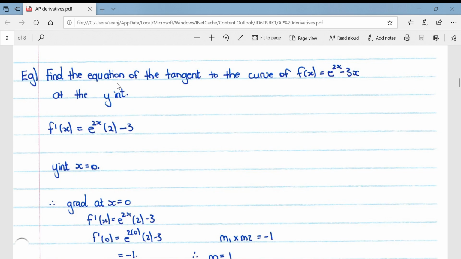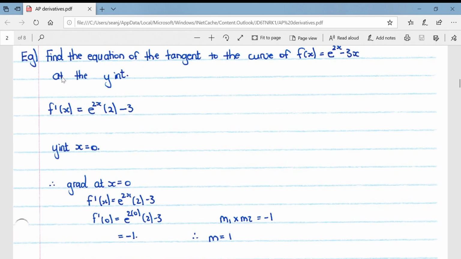So at the y-intercept, you obviously know that x is equal to 0. First things first, you always find the derivative of the sum they give you. Even if you cannot find the total answer, you will get some marks for just finding the derivative, and this derivative is easy. You leave the e to the 2x as it is, multiplied by the derivative of the exponent, which happens to be 2, minus the derivative of 3x, of minus 3x, which is minus 3.